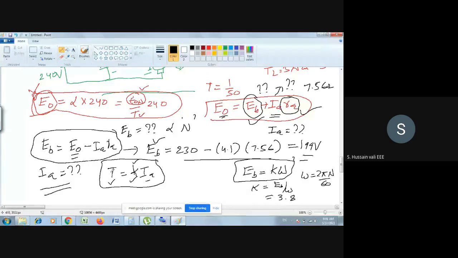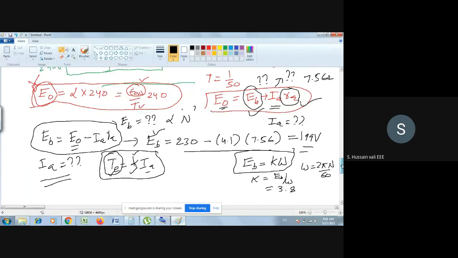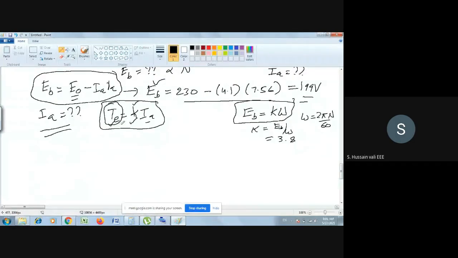What is the only thing which we don't know? T, we have to find out. Please remember which T it is: electromagnetic torque. This equation is for the electromagnetic torque. So if you find out electromagnetic torque TE, then we'll substitute it, and we'll find out the value of IA.